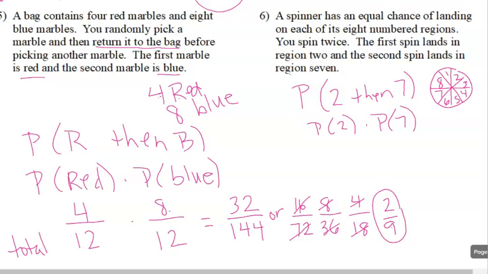So how many ways can I get a 2? Well, there's only one of them. Out of how many total choices? There's 8. Then I'm going to spin again. How many ways can I get a 7? Well, there's 1. Out of how many total choices? There's 8. So if we multiply straight across, we get 1 out of 64, and that's already reduced. So it's not very likely, but it is possible.